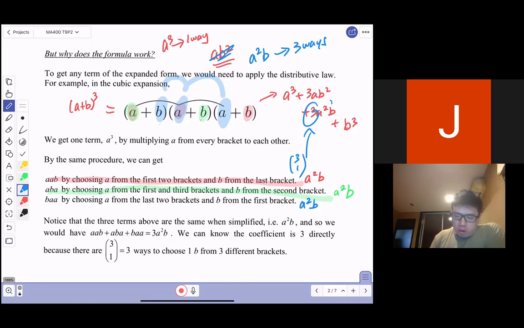So this coefficient here corresponds to 3 choose 1 ways to choose 1 b from 3 brackets. I can choose the b from here, from here, or from here. So the number of brackets gives you the number of ways to choose 1 b, right? So it's like 3 choose 1. I hope I give you some rough feel of why the binomial expansion has n choose r as the coefficient, because it's the number of ways to choose the letter.